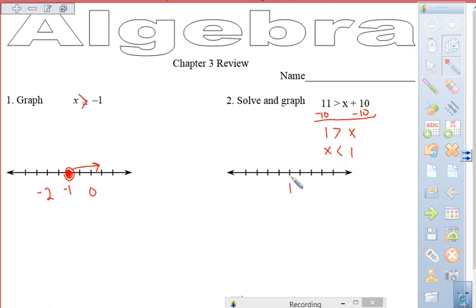So 1 is the number we're concerned with, so we'll skip a space and put 2, skip a space and put 0, because we have a lot of room here. And this is an open circle, and we want to be less than 1.